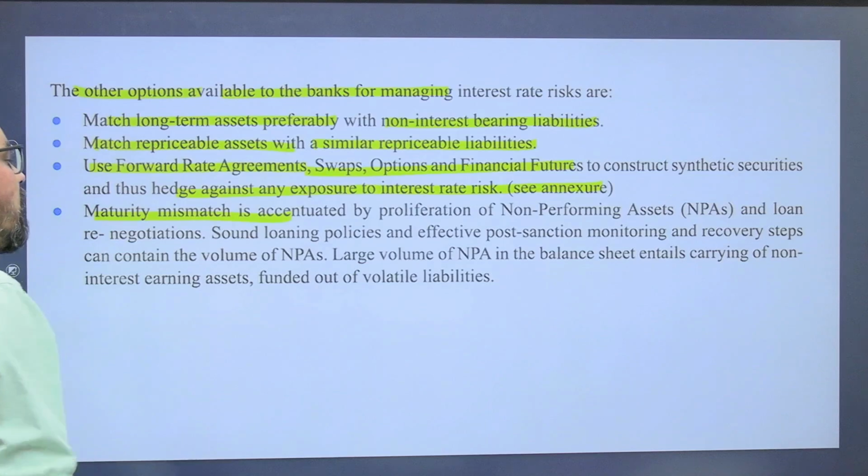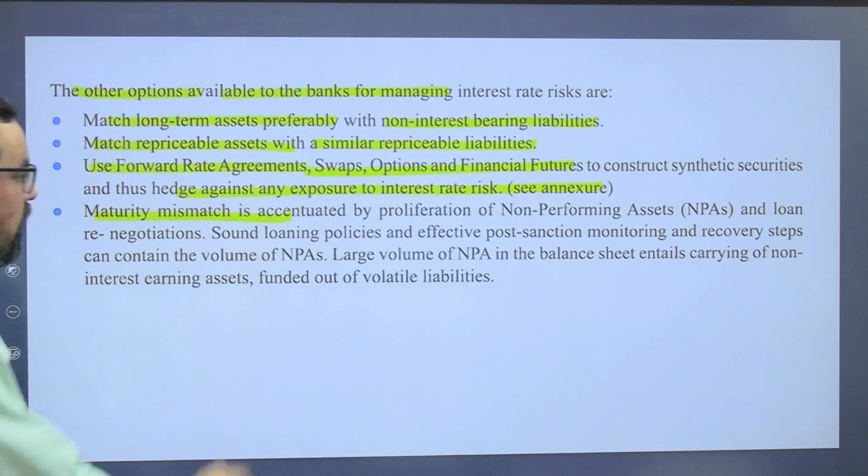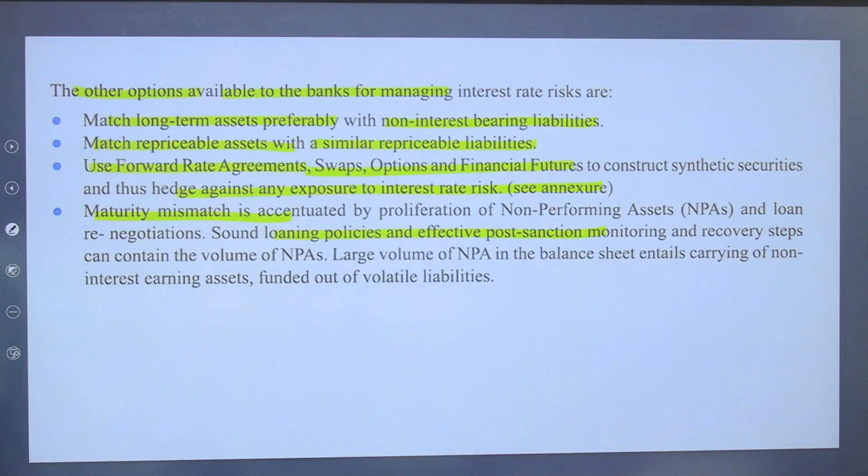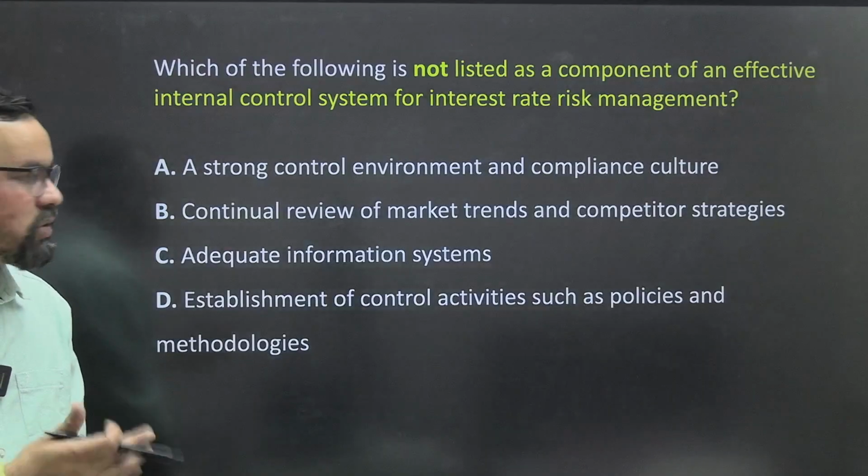Maturity mismatch is accounted for by the proliferation of non-performing assets. Loan renegotiation, sound lending policies, and effective post-sanction monitoring and recovery steps can contain the volume of NPAs. A large volume of NPAs on the balance sheet essentially means carrying non-interest earning assets funded out of volatile liabilities. All right, so this is some additional step.